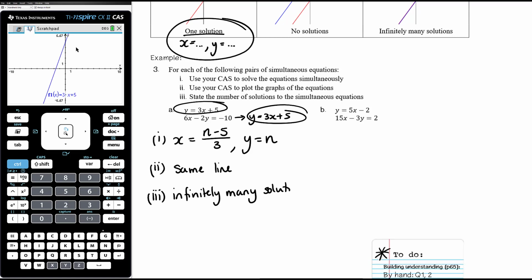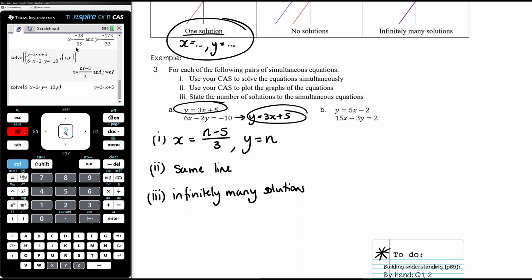And actually, what our CAS gave us in part 1, let's go back over here, is a way of describing those infinitely many solutions. That's what that's telling us. There's not one solution, there's a whole lot of them. And it's actually giving me a set of formulas that will enable me to generate any solution.